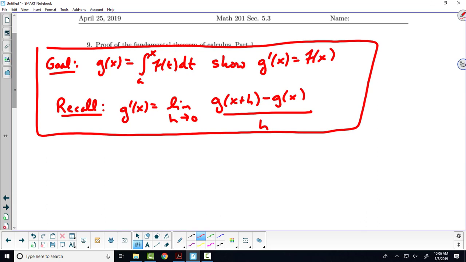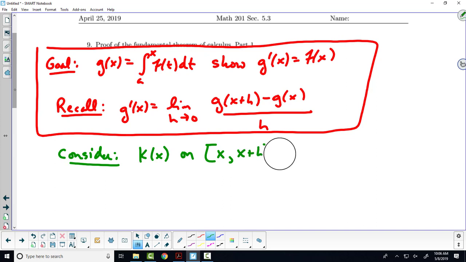Before we do that, I want to say at least one other thing. I want to kind of prime us for this. So the next thing I want to say is let's just consider some random function here. Let's call it k of x. And k of x, let's say, is defined on the interval from x to x plus h for a given h. So pick an h value. It doesn't actually have to be positive, but if it's not positive, then I have to turn my picture around.